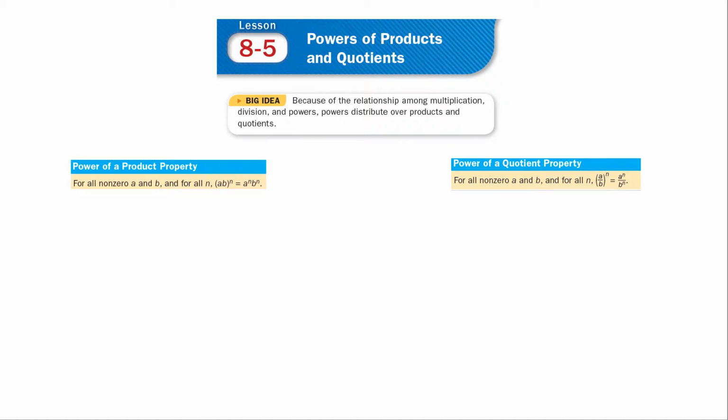Welcome to 8-5. This is powers of products and quotients. The idea here is that, because of the relationship among multiplication, division, and powers, powers distribute over products and quotients. So the power of a product property is the first one we're going to look at.